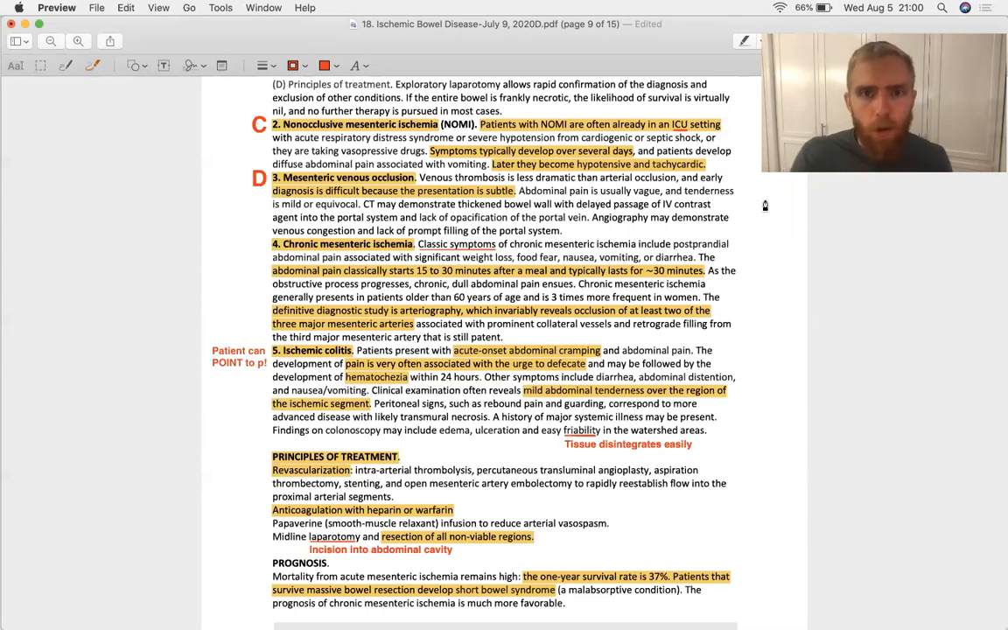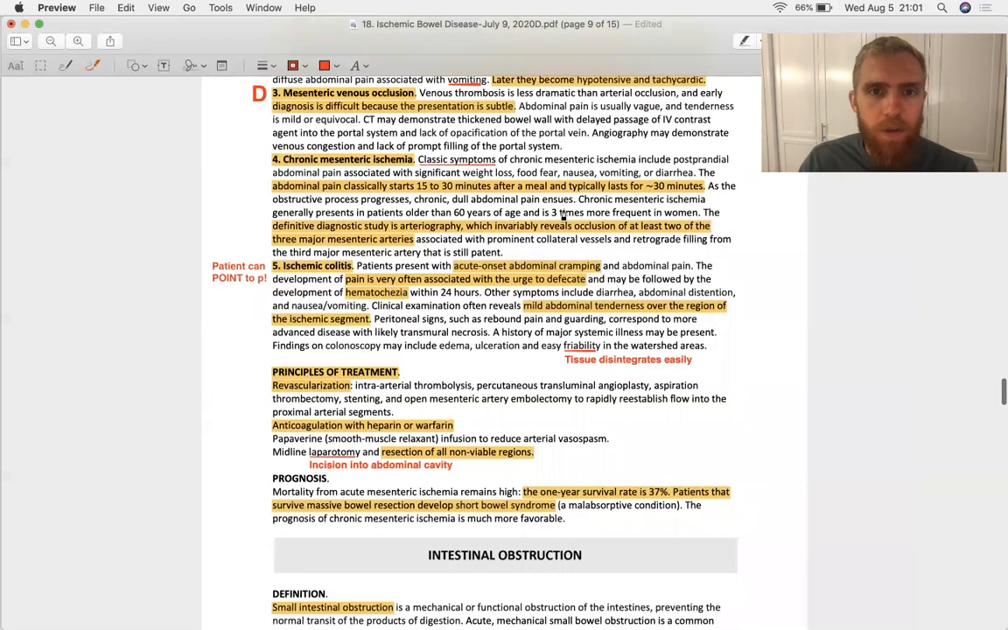Vomiting is going to be involved, and patients are going to later become hypotensive and tachycardic as the ischemia persists and turns into gut wall edema, which is going to turn into fluid leaking into the lumen of the bowel and into the abdominal cavity, and that's your third spacing.